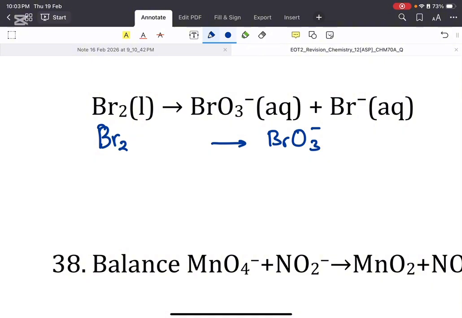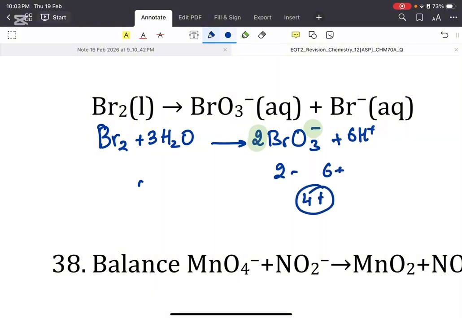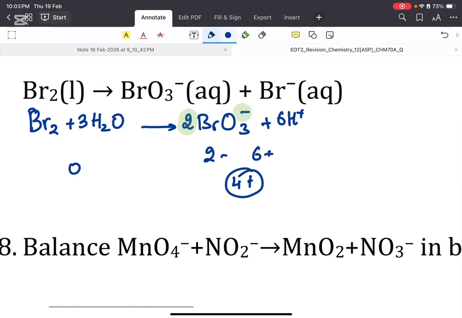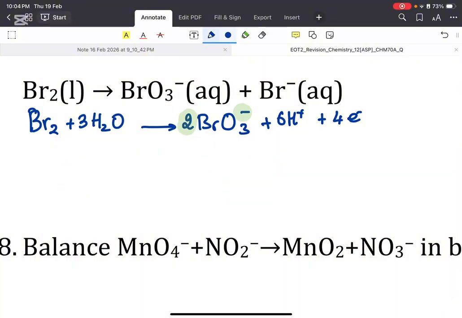I start balancing atoms that are not oxygen and hydrogen. I have 2 bromine, so I'm gonna add 2. Next, I move to oxygen. I have 3O, so I'm gonna add here 3H2O. Now I have 6 hydrogens, so I'm gonna add here 6H pluses. Now I'm gonna count the charges. Don't forget the charges. Here I have 2 minus and 6 plus, so I have a total of 4 plus, and here is 0. So that's the higher side of charge, and I want to make it 0 because here I have 0. So I'm gonna add 4 electrons, and I'm done with the first one.